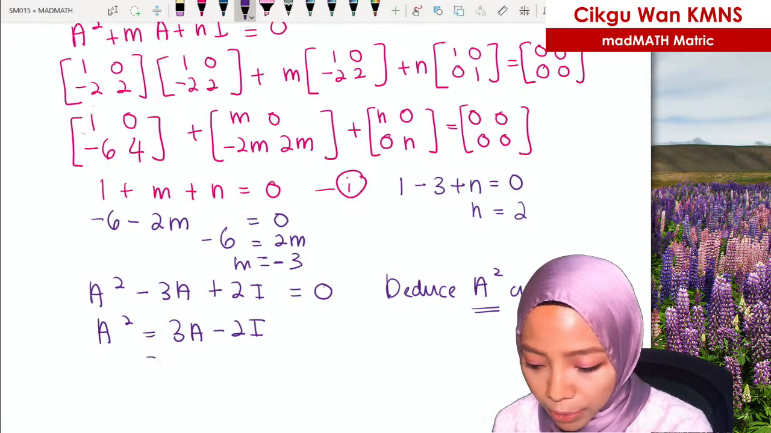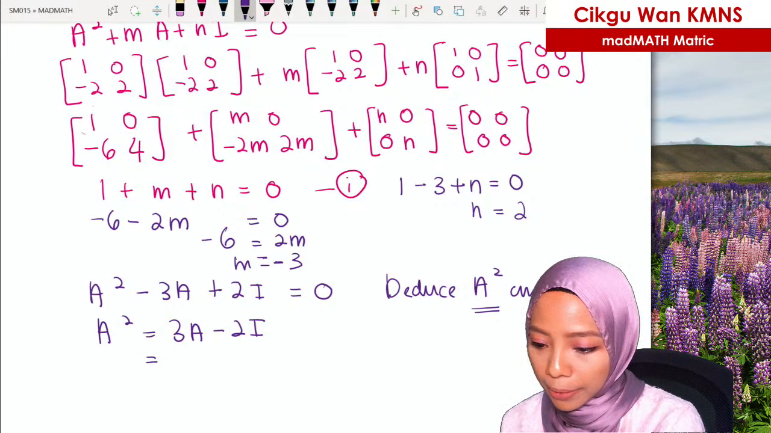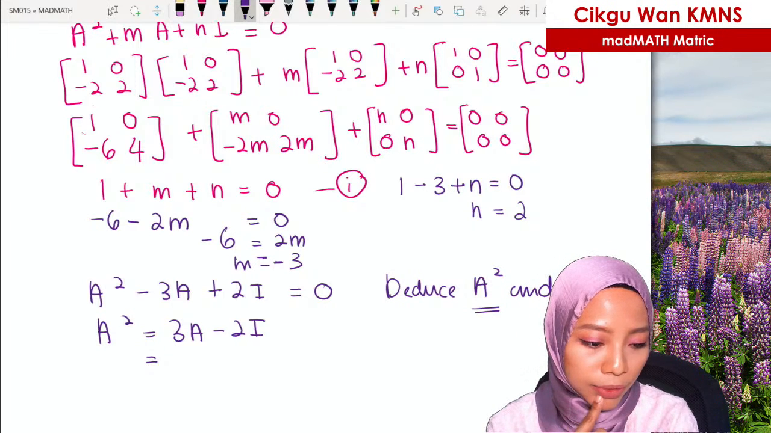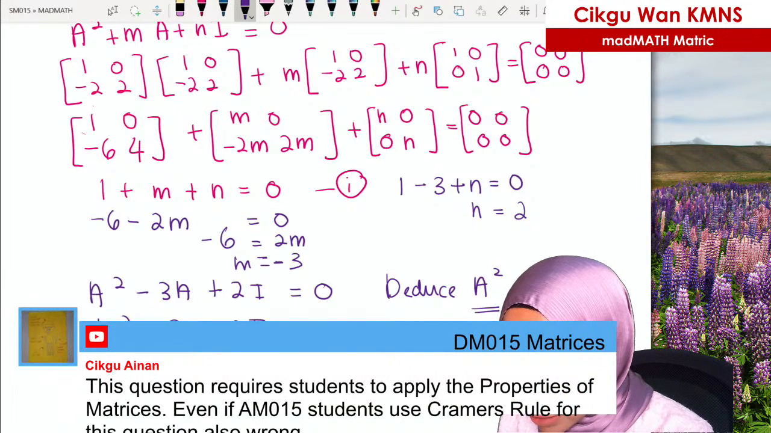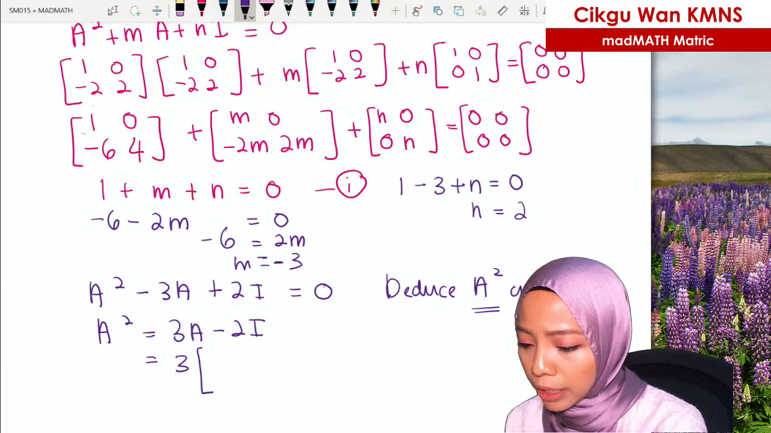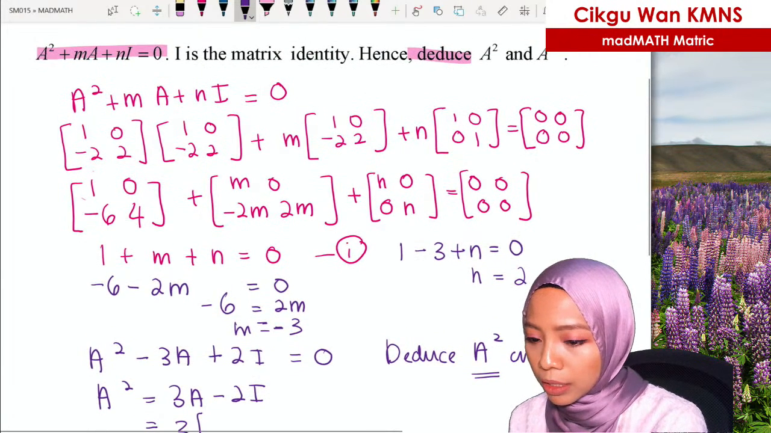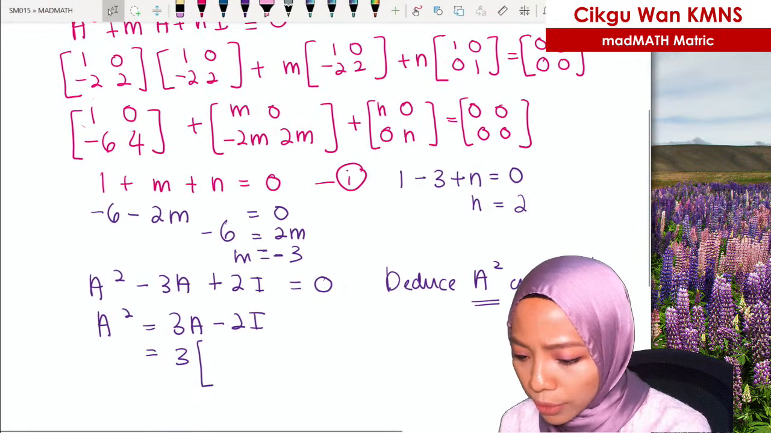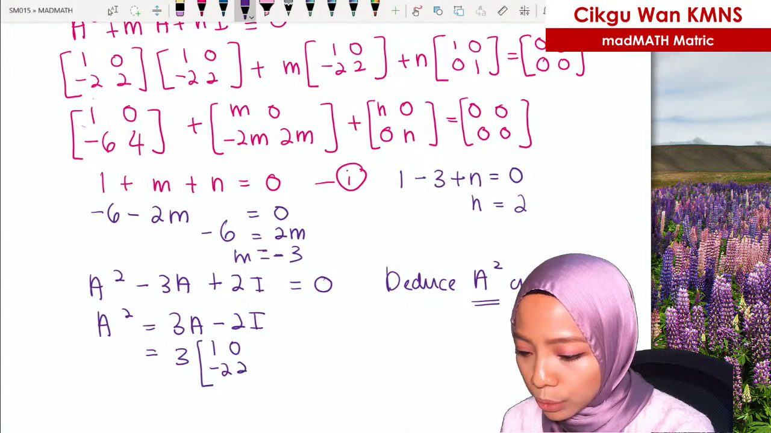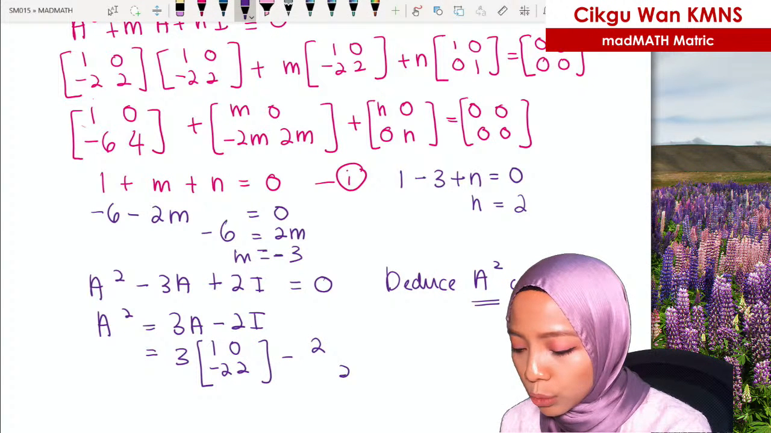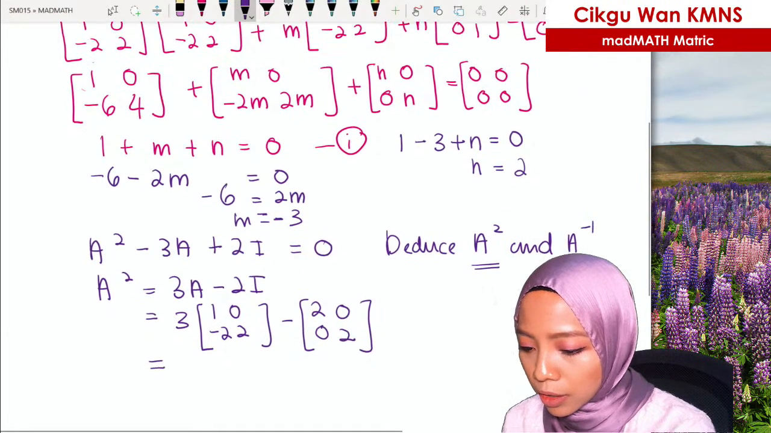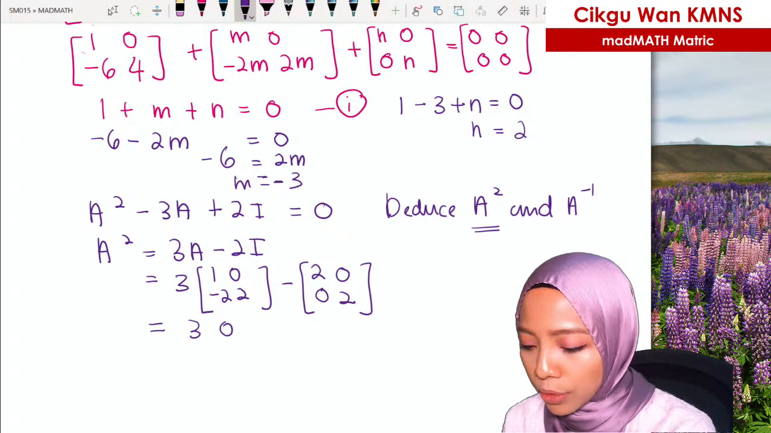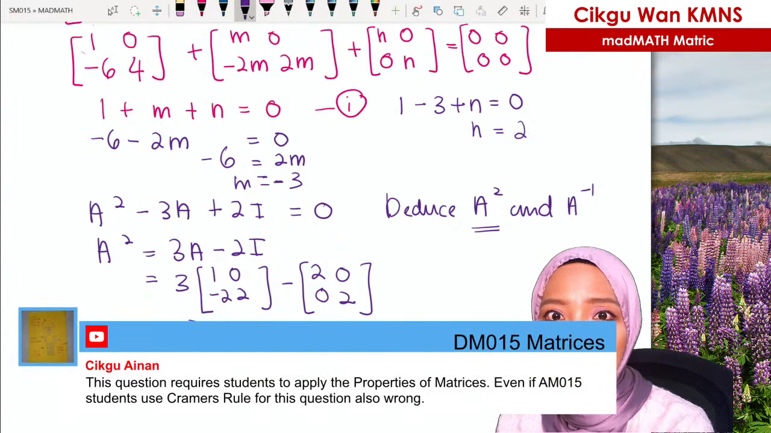Okay, so now we substitute lah. We substitute. M is negative 3, right? Bawa sana positif. Okay, so 3A, what is our A? Our A is tadi, yang dekat atas tadi. A adalah 1, 0, negative 2, 2. Minus identity 2, 2. Okay, now we equals with 3, 0. Okay, kita darab saja, we multiply saja.